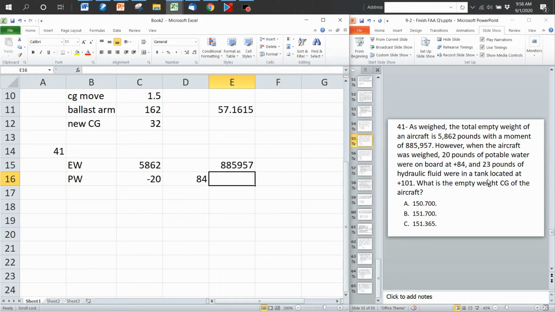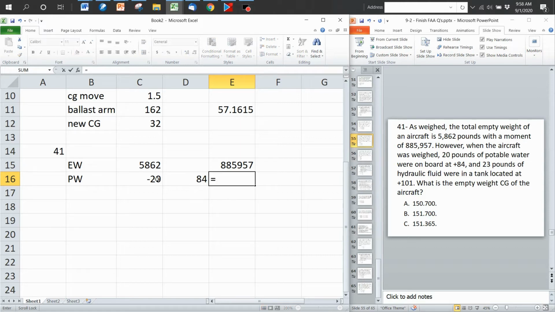And a lot of you are expecting me to come over here and put hydraulic fluid minus 23 pounds to take it off and putting it at 101. But the FAA is sneaky here. They're really sneaky because the potable water is not part of the empty aircraft, but hydraulic fluid is part of the empty aircraft. And that bit about hydraulic fluid has nothing to do with the answer whatsoever. I'm going to show you what I'm talking about the FAA being sneaky here in just a second.